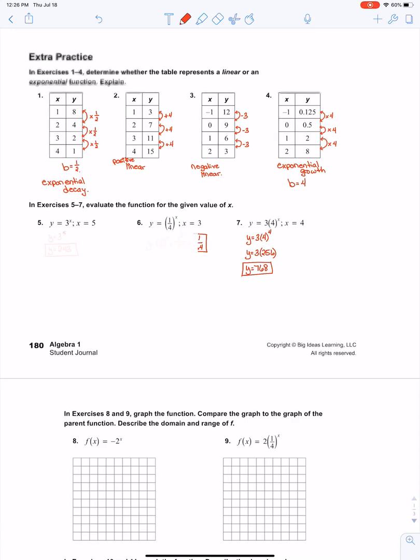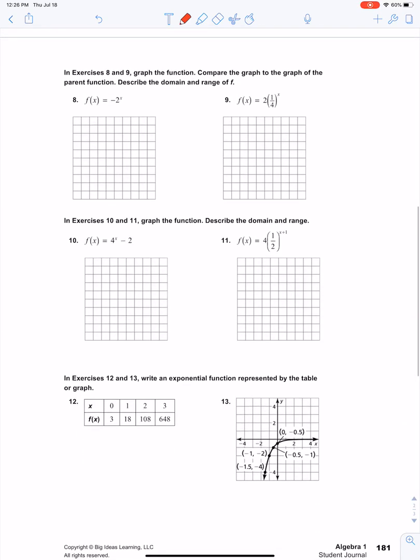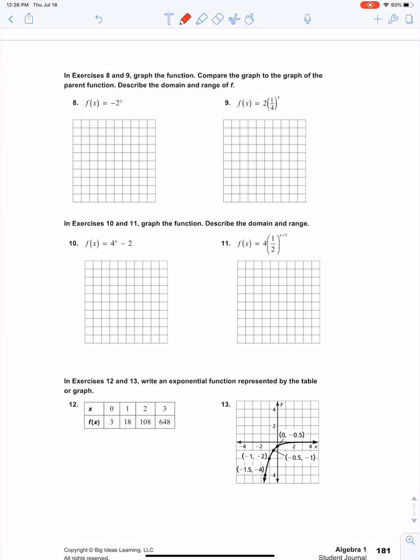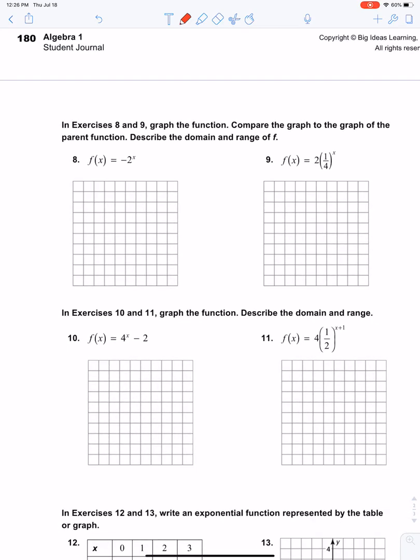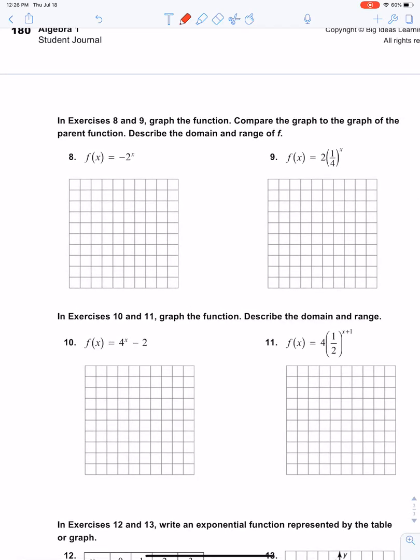Okay? All right, so on to page number 2. Okay, a lot of graphing on page number 2. When you're graphing an exponential function, you really should make a table. Okay, that's my favorite way to graph an exponential function, is to make that table.